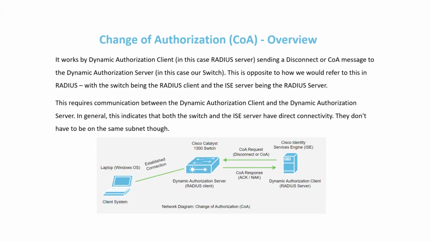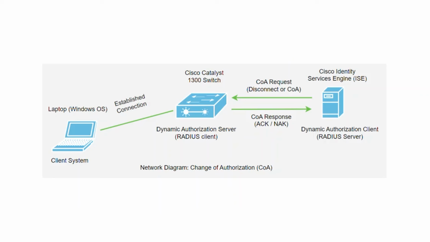A dynamic authorization client, the Radius server, sends a disconnect or COA message to the dynamic authorization server, the switch. This is the reverse of the typical Radius terminology, where the switch is considered the Radius client and the ISE is the Radius server. Effective communication between the dynamic authorization client and server is essential, meaning the switch and the ISE must have direct connectivity. However, they do not need to be on the same subnet.